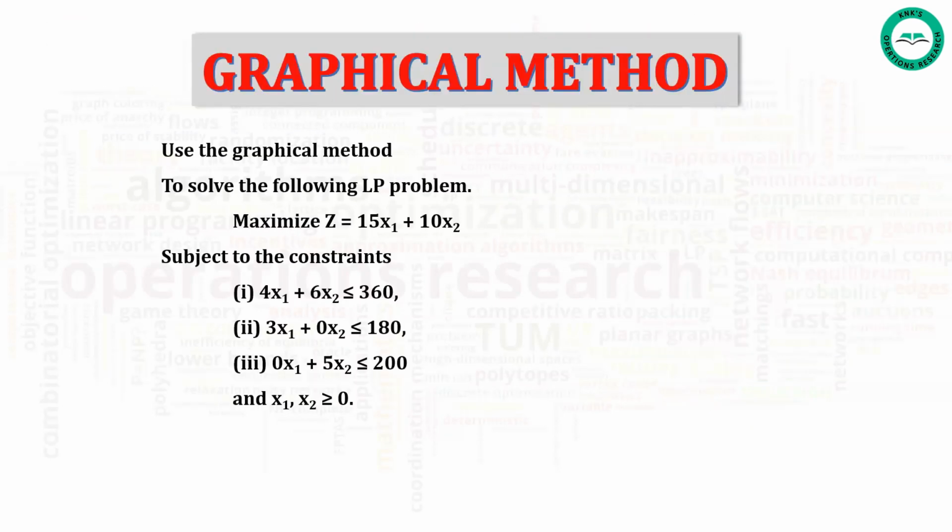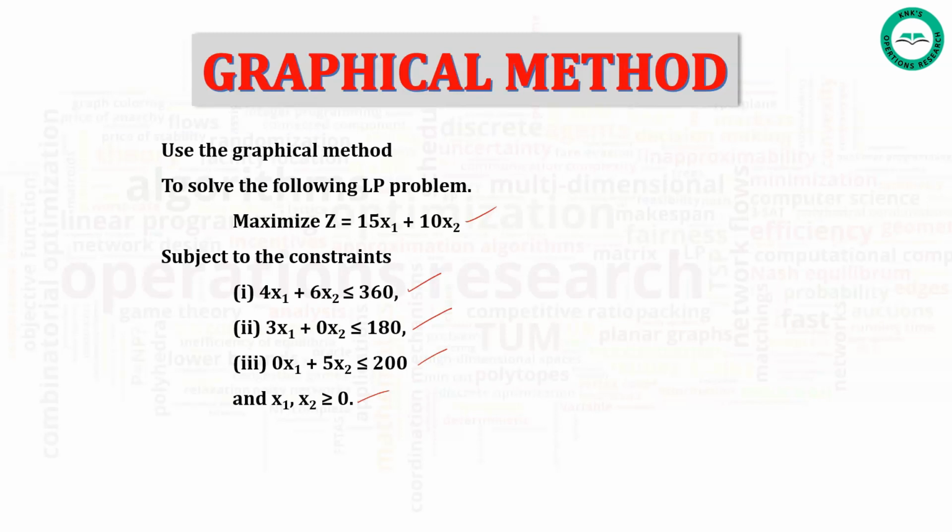Use the graphical method to solve the following LPP. Maximize z = 15x1 + 10x2 subject to the constraints 4x1 + 6x2 ≤ 360, 3x1 ≤ 180, 5x2 ≤ 200, and x1, x2 ≥ 0. Here are the three constraints and one non-negative constraint. Now let us find the solution.